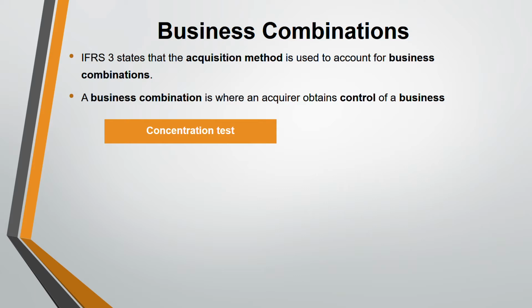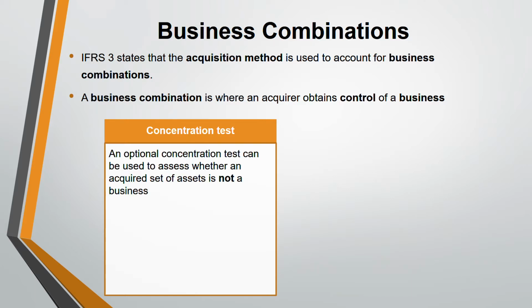Because if it's a purchase of an asset, it will be dealt under IAS 16 if it's a tangible asset, IAS 38 if intangible asset, or IFRS 9 for a financial asset. But if it's a business combination, then IFRS 3, and then only you consolidate. That's the reason. You don't have to do calculation for this, but for discussion purpose you need these points. One is the concentration test.